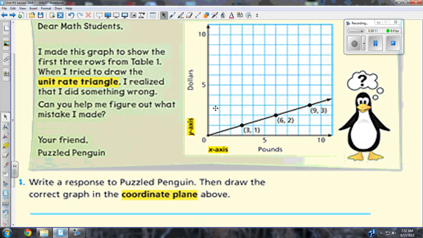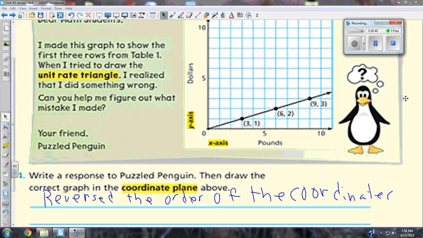And here you have the x-axis, y-axis, dollars, pounds, 0, 5, 10, 0, 5, 10. So it says, write a response to puzzled penguin, then draw the correct graph in the coordinate plane above. So we would have to draw it over above here. So it looks like he has 3, 1, 6, 2, 9, 3, but something he did wrong.